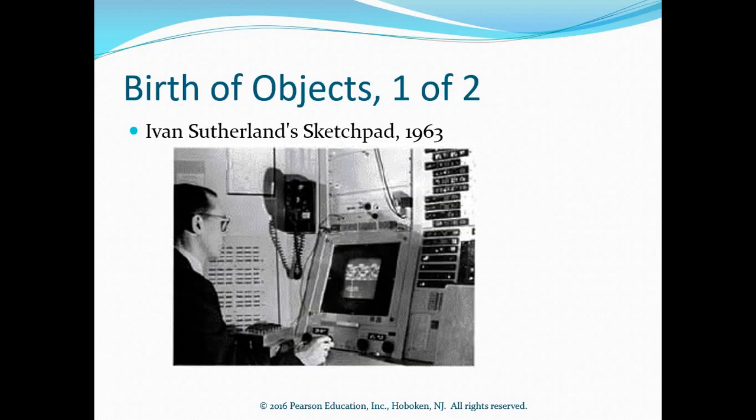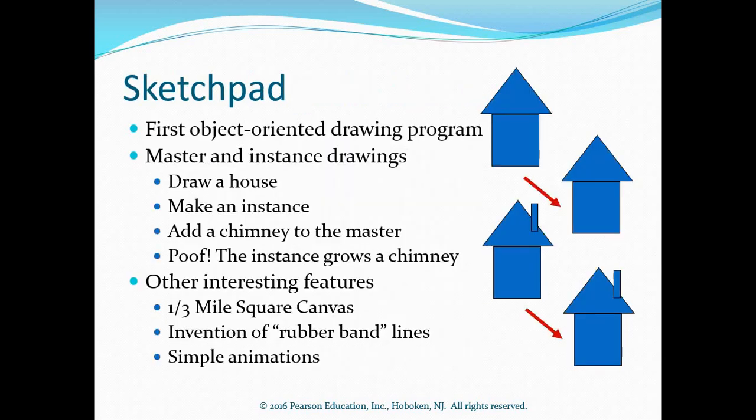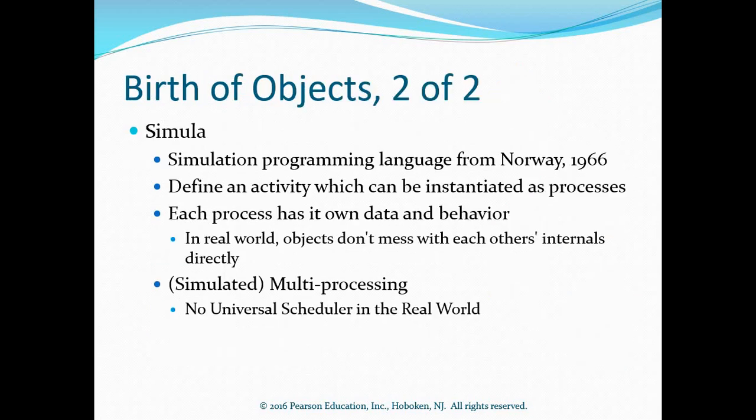Sketchpad was the first object-oriented program. Here you see what Sketchpad can do in action. Many programs now have a similar art tool within them. The second object-oriented program, Simula, allowed us to test real activities as steps.